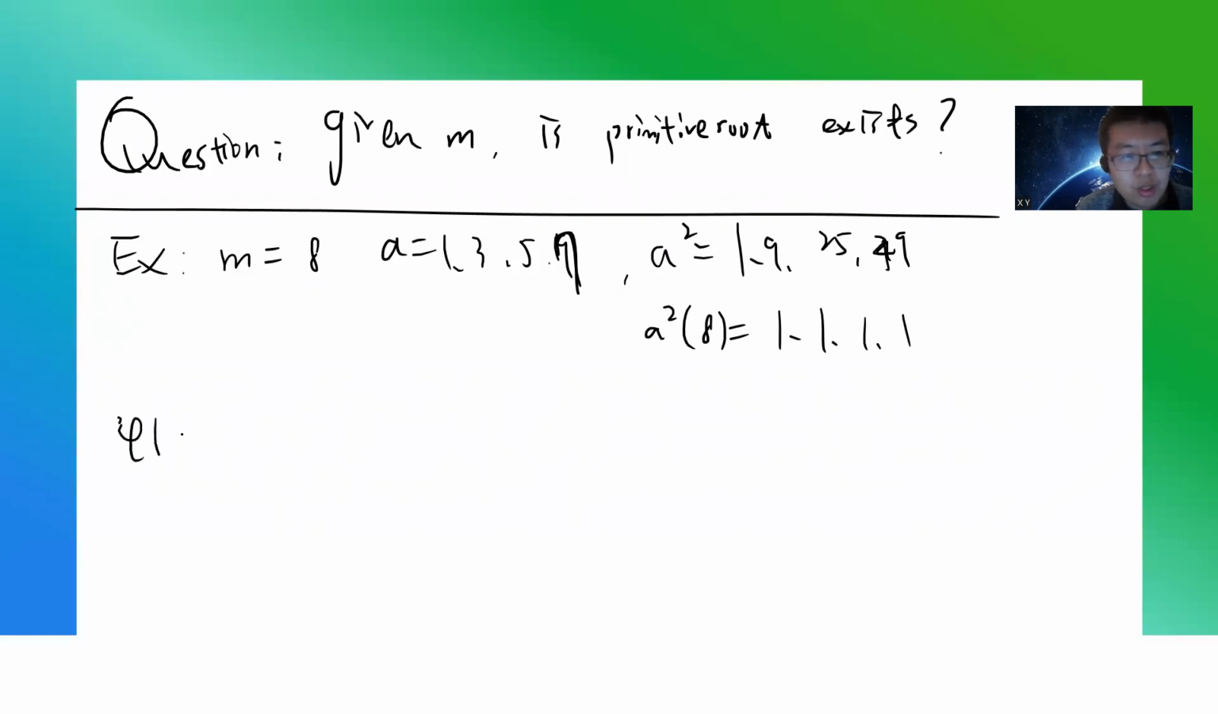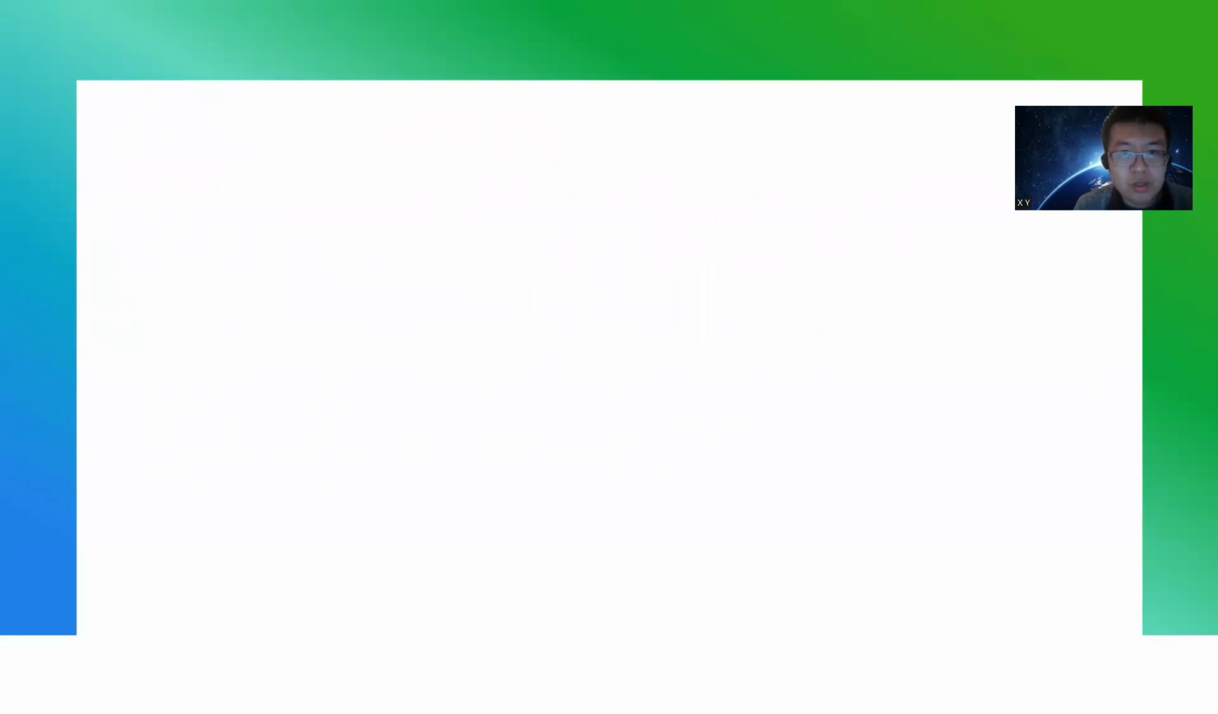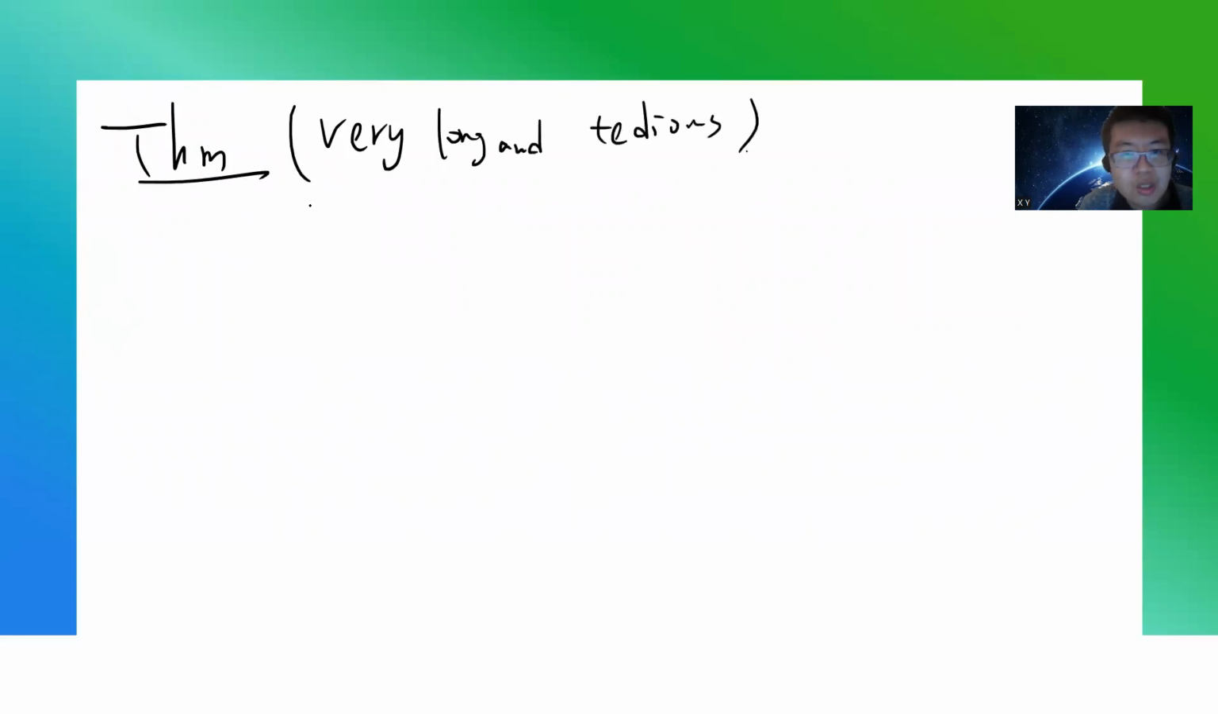Because notice that phi of 8 is 8 times a half, so it's 4. So no primitive roots. Okay, so the question is: what kind of M will give you primitive roots? Okay, very weird. So here is a theorem, which is very difficult to prove, very long and tedious, but I will make several videos to make it happen.